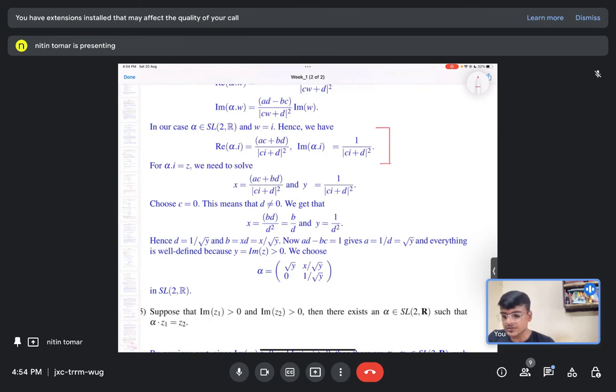Now we can use this equation alpha dot I equals Z, right? So the real parts must be equal. What was the real part of Z? It was x. So this equation holds. And similarly, this equation holds because Z was, remember, x plus iota y.